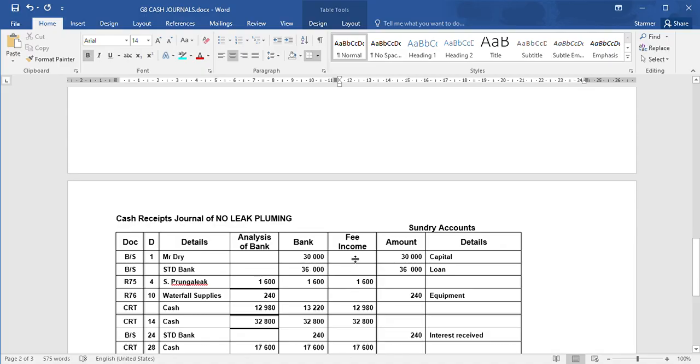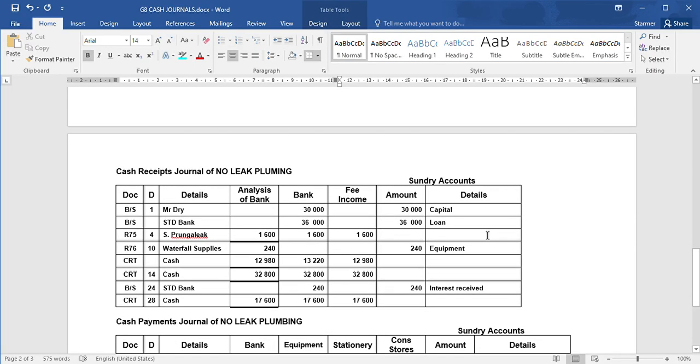We then have something called a fee income account, and that is used whenever you receive money for doing work for somebody. So if we're doing no-leak plumbing, if we're fixing up people's pipes and bathrooms, etc., the money they give us is called fee income. And then we need another column here called sundry accounts. Sundry accounts means lots of different accounts. So we use this column here if we don't have a special money column for the item that we are receiving money for. And that will become clearer, I think, when I go through the worked example.